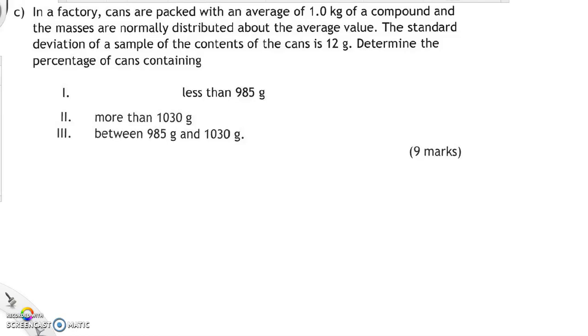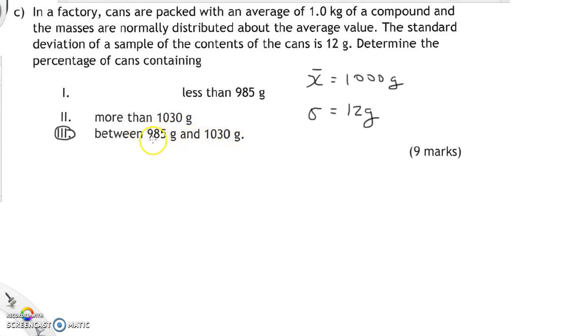Right, question 4, part C, part 3. We have cans with an average weight of 1,000 grams, and they're normally distributed about the average value. So there's 50% less than this, 50% greater than 1,000 grams, and the standard deviation is 12 grams. Part 3 here: determine the percentage of cans containing between 985 grams and 1,130 grams.